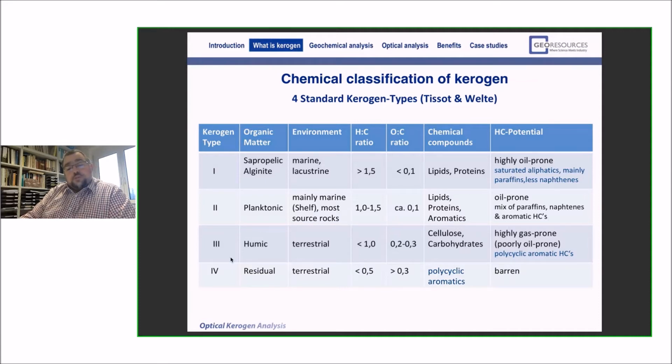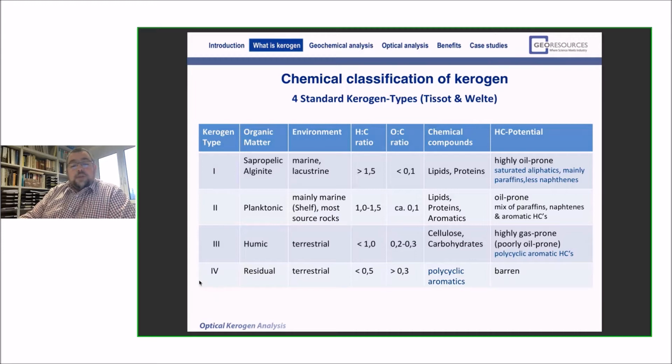Then we get to type 3, which is made of humic material. This is terrestrial material. That's what I was talking about: the wood material, the plant debris. It's made of cellulose and carbohydrates, all the products that are developed or that are left over by the decomposition of plants. The hydrogen ratio is, again, already lower. The oxygen ratio is higher. And this is no longer an oil-prone kerogen, an oil producer. It's a very good gas-prone kerogen, a gas producer.